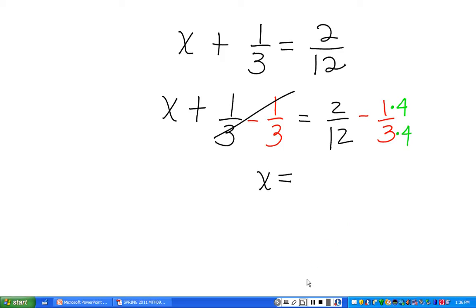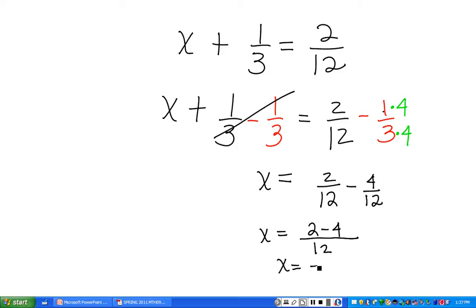Alright? So now we have 2/12, and the equivalent fraction for this 1/3 is 4/12, since 1 times 4 is 4 and 3 times 4 is 12. Now that we have the same denominator, we can combine the numerators. So we have 12, and we have a 2 minus 4. X equals, what is 2 minus 4? Negative 2/12. And since we waited to the end to reduce this, the answer is really negative 1/6.